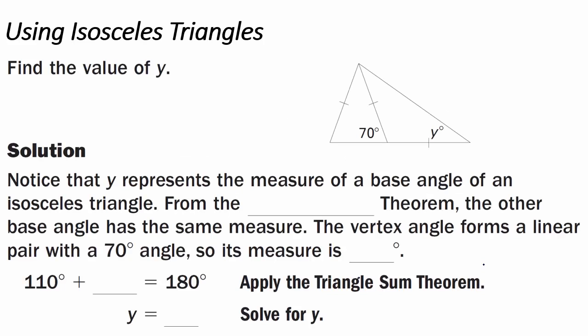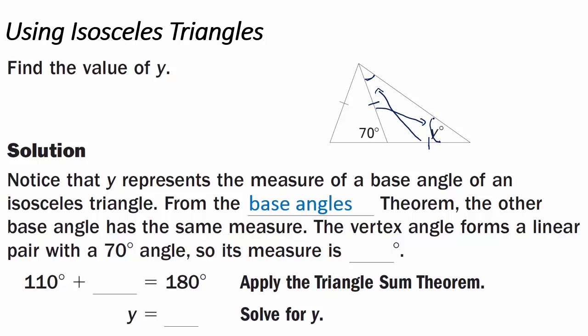Example 1, using isosceles triangle, find the value of y. Notice that y represents the measure of a base angle of an isosceles triangle. The reason why I know it's an isosceles triangle is because I have these two tick marks, which means the angles opposite the sides that have the tick marks are congruent. The angle that's opposite this side is this angle over here, and the angle that's opposite this side is this angle over here, which means these two measures are the same.